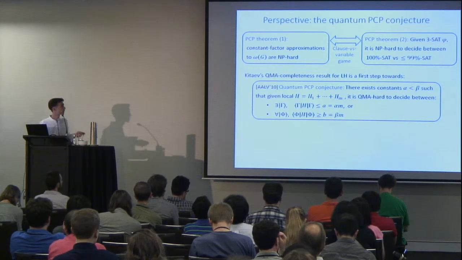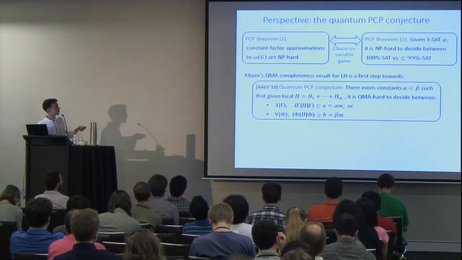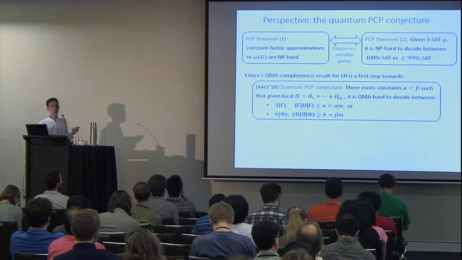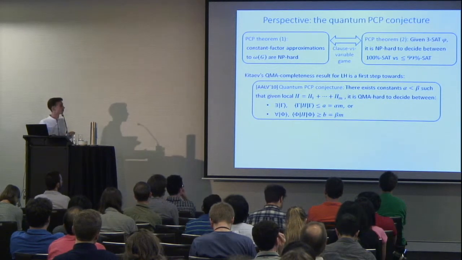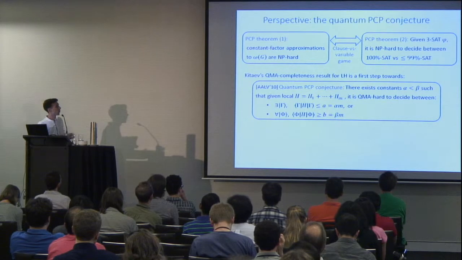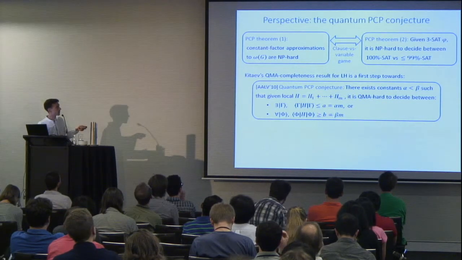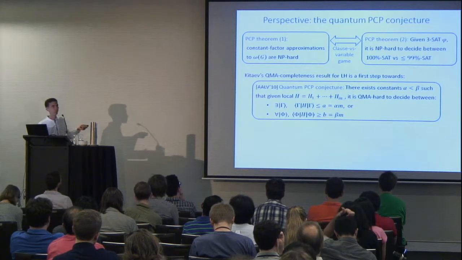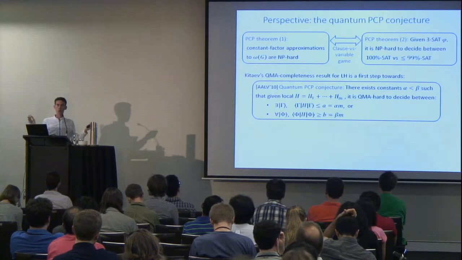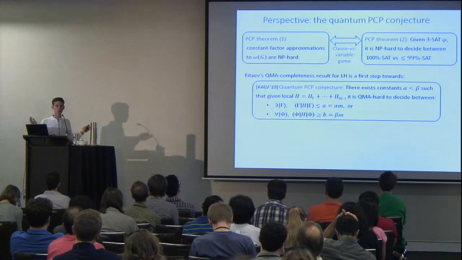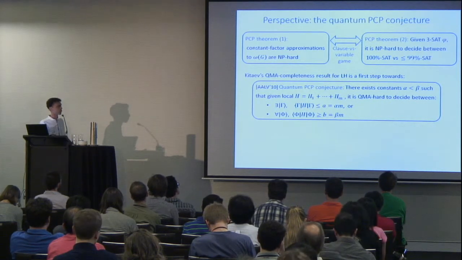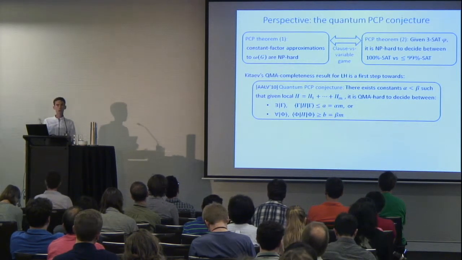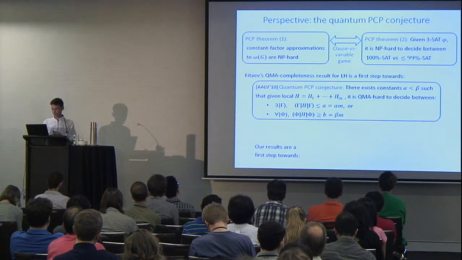So what Kitaev showed is that it was QMA hard to distinguish between energy levels that are separated by an inverse polynomial. The conjecture is saying that it's QMA hard to decide between energy levels that are separated by constant multiples of m. M here is the number of terms in the local Hamiltonian. So it's the correct scaling, the norm of the total Hamiltonian. So that's what's usually called the quantum PCP conjecture.